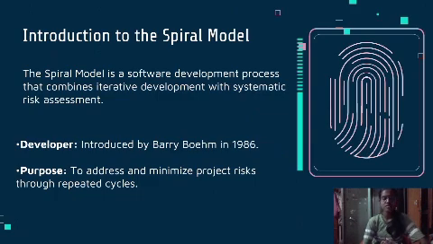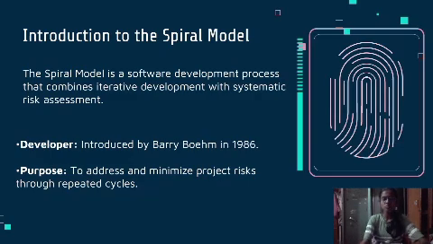Firstly, let's get a small introduction to this spiral model. So, the spiral model in the software development process is nothing but a series of processes which we follow that will be combining iterative development with systematic risk assessment. So, this model will follow an iterative development process wherein, when you're developing a software, you will be iterating it and recursively you will be getting the output of the project which you're developing in the software field.